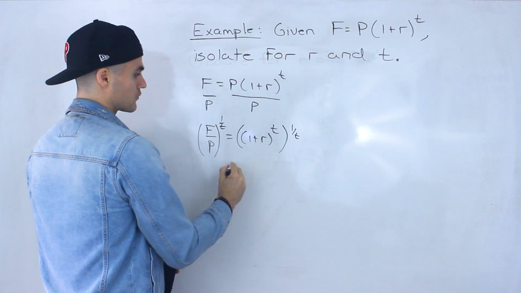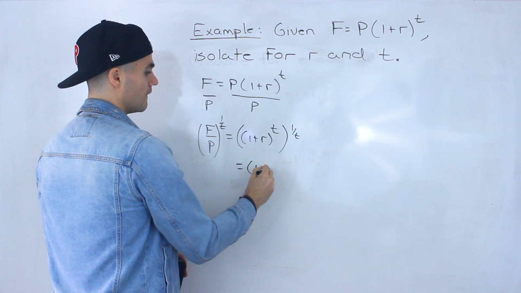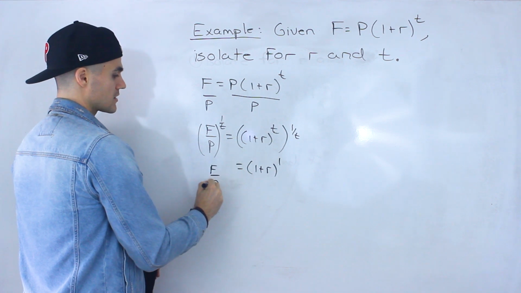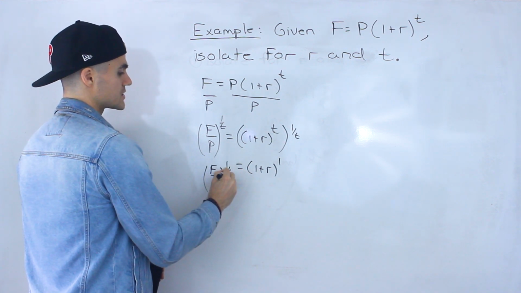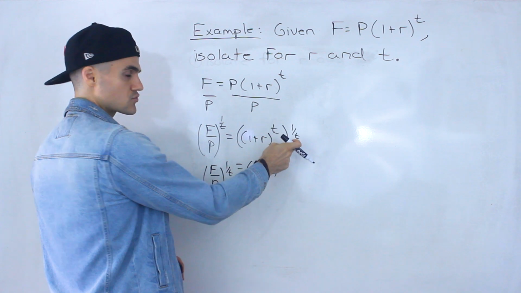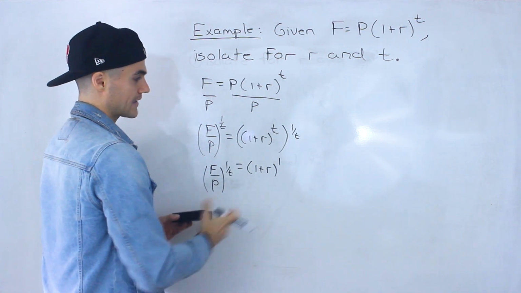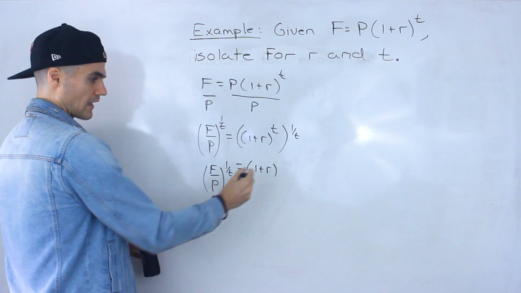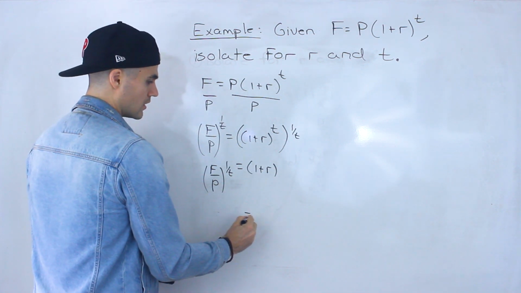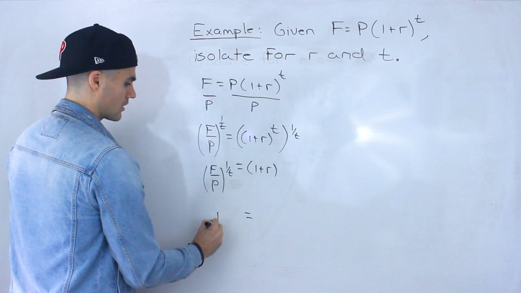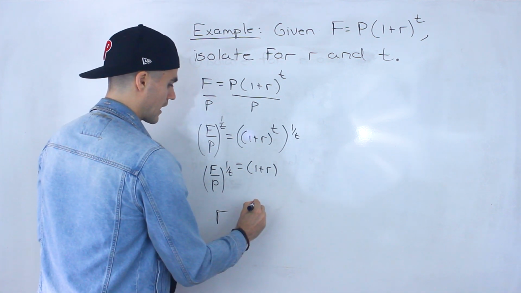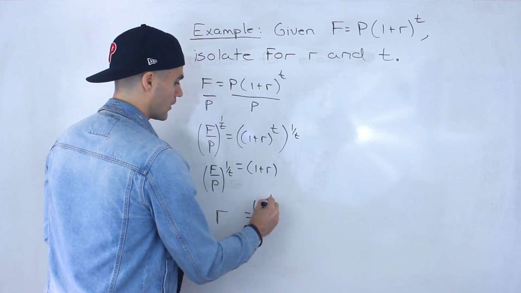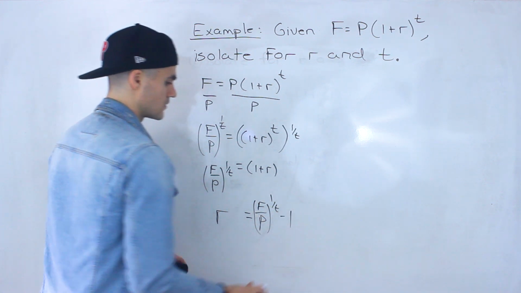And then t times 1 over t would just give us 1. So we'd have 1 over here, and then we'd have f over p to the power of 1 over t. Something times its reciprocal is always going to be 1, hence why we do that. So we don't have to even write this 1 here. And now to isolate for this r, we just bring the 1 over. So I'm going to put the r here, and then we'll have f over p to the power of 1 over t minus 1.